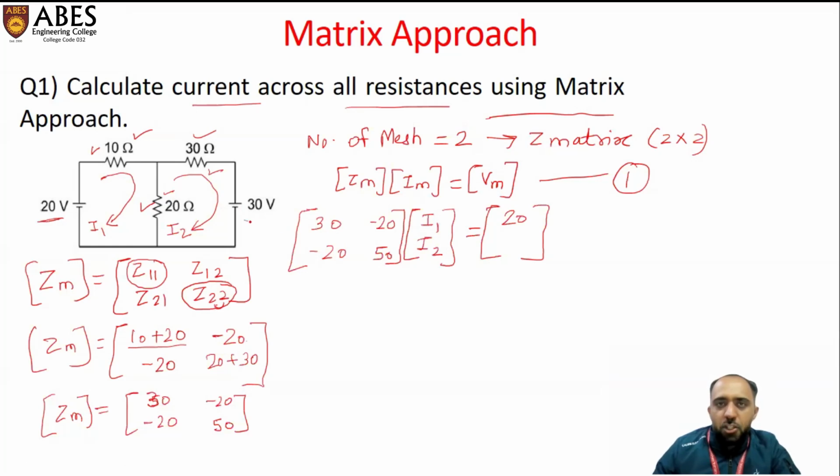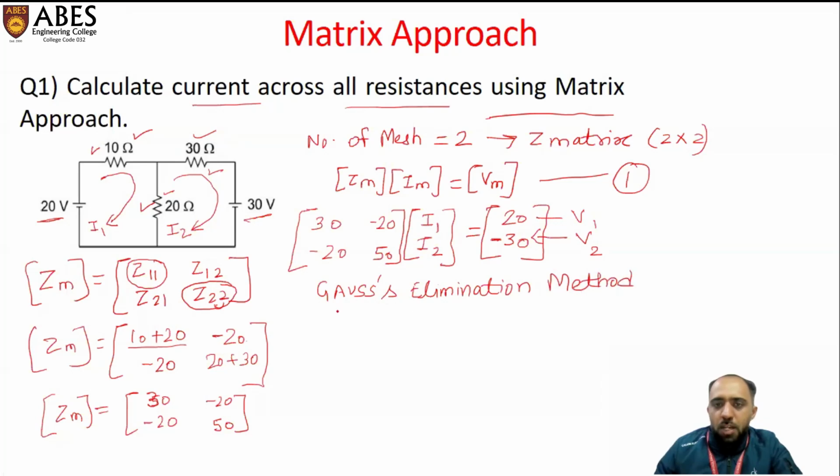And the second mesh voltage is having opposite direction between the current and the voltage terminal. So I'm writing it as minus 30. Important, you need to take care for this step. So this was V1, the voltage in mesh 1, and this is the voltage in mesh 2. So now you can use the Gauss elimination method to solve the above matrix equations.